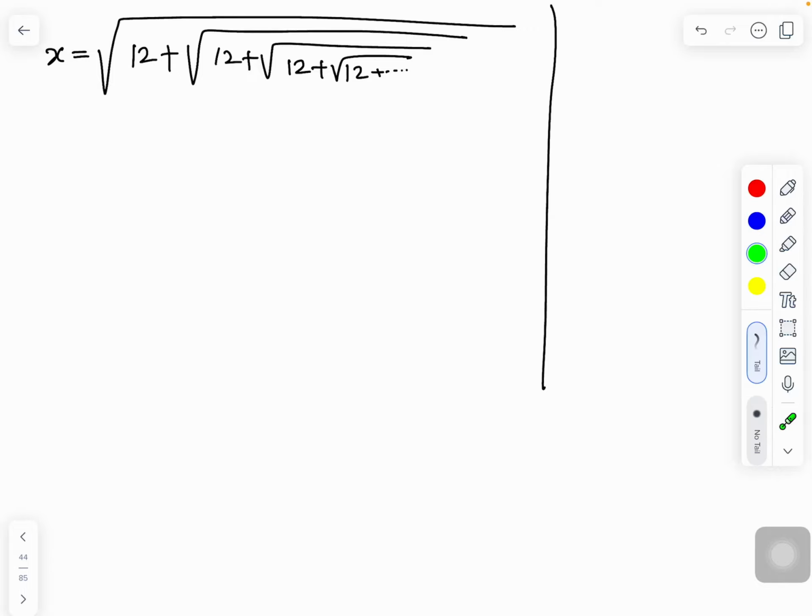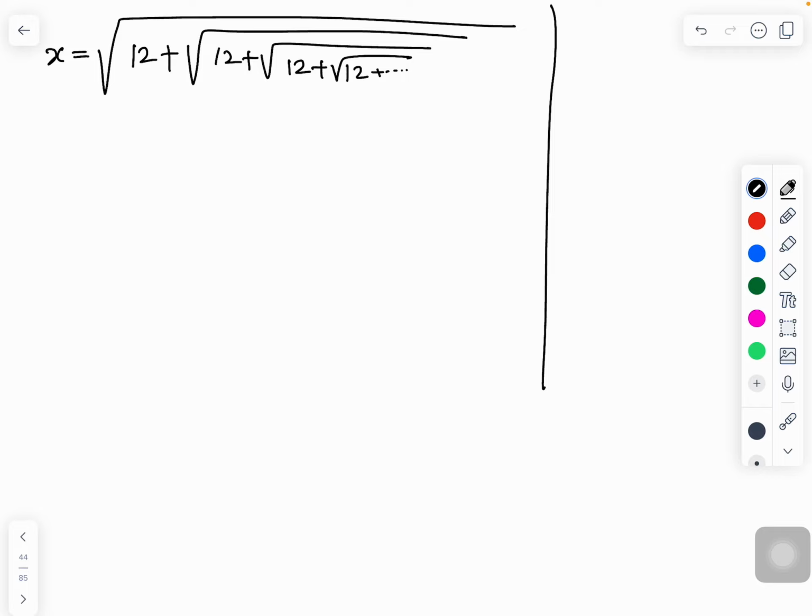So we have a question which says x is equal to square root of 12 plus square root of 12 plus square root of 12 plus square root of 12 plus etc. until an infinite number of times. How do we solve this problem? The idea here is to convert this problem into a quadratic equation. How do I do that?